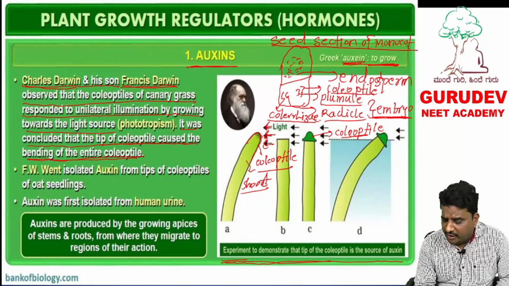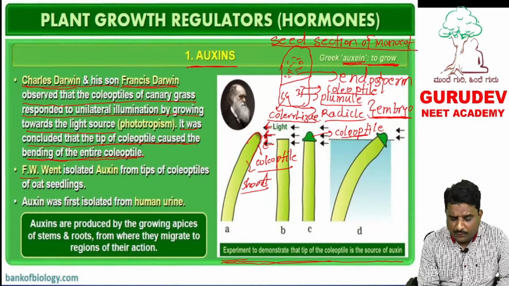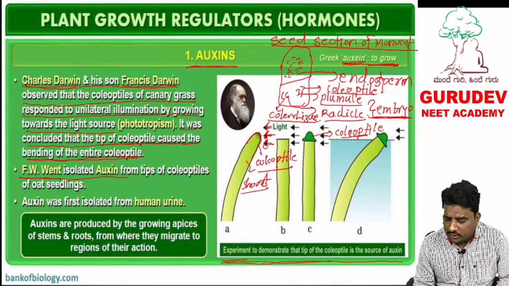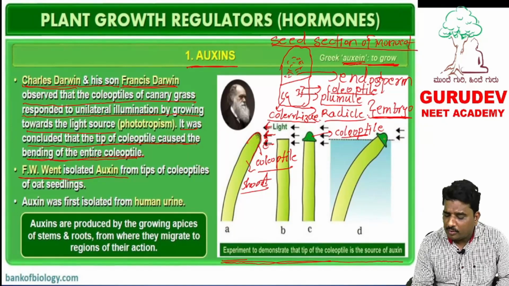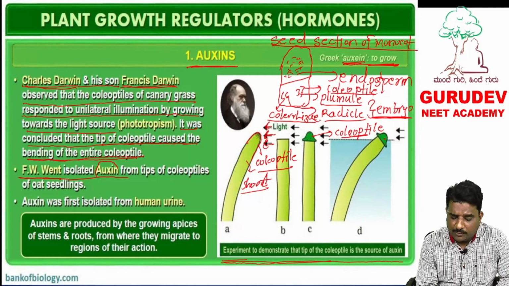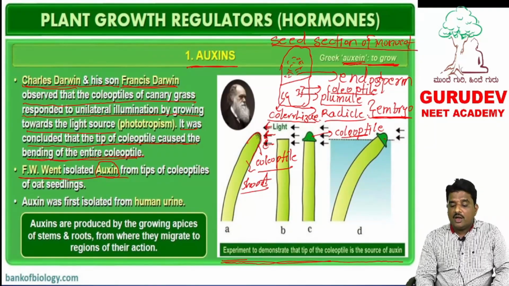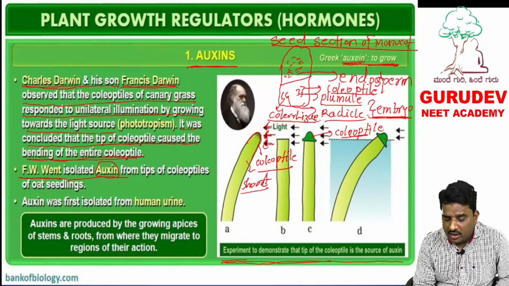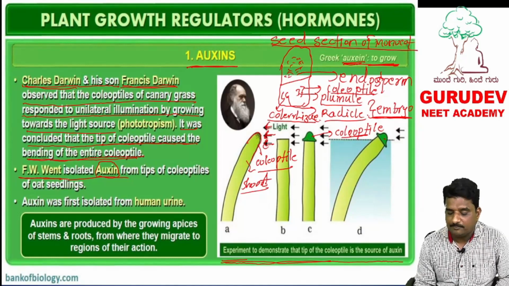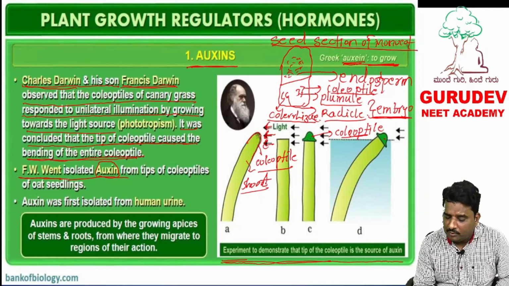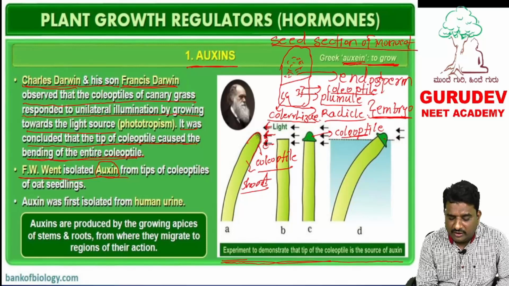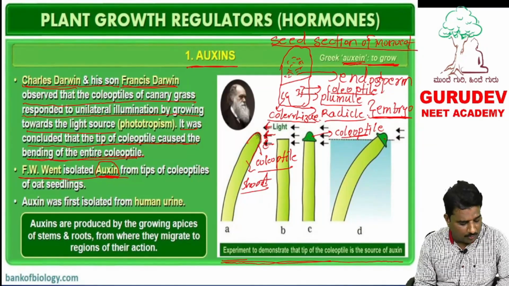So why is it bending towards the light? The scientist F.W. Went, from the tip of the coleoptile of the oat seedling, isolated a chemical. What is the chemical he isolated from the tip of the coleoptile? Auxin. Because of the auxin in canary grass, that bending of the coleoptile happens towards the source of light. From that bent coleoptile tip, scientist F.W. Went isolated the auxin hormone.